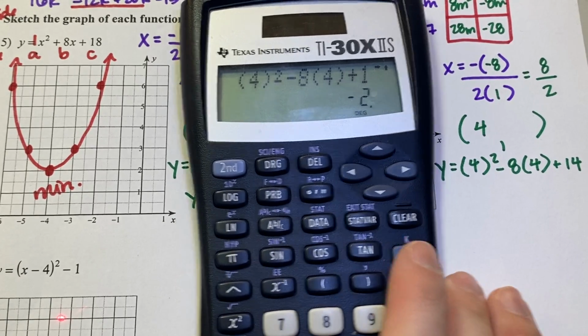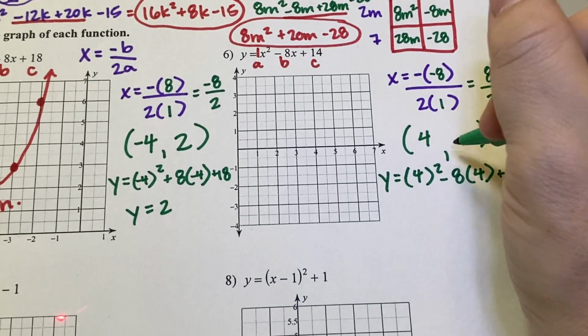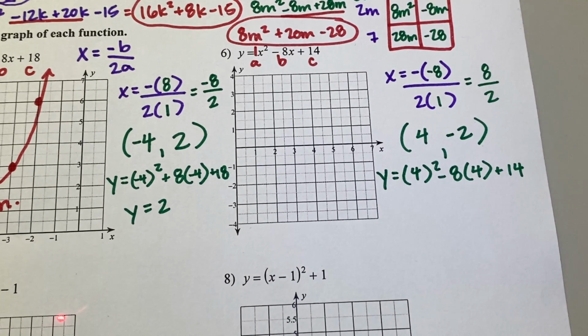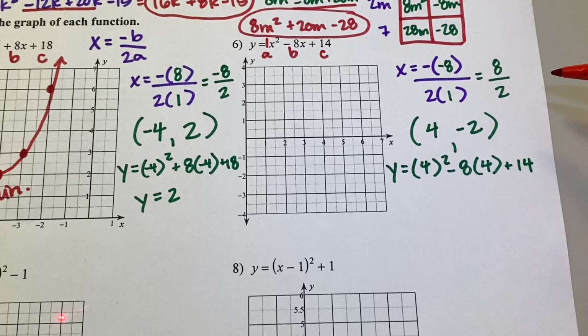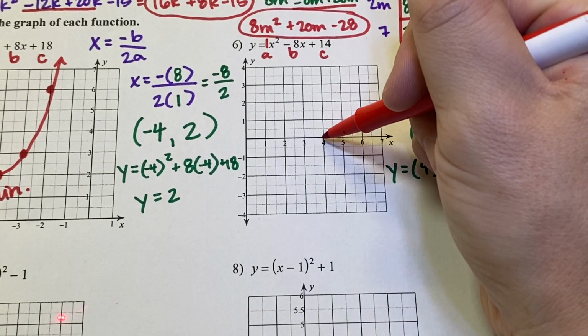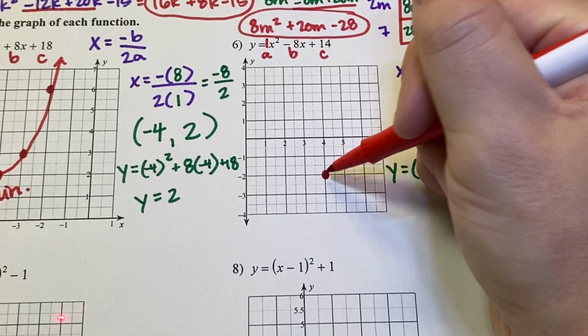Okay, so our y is negative 2. Okay, hard part is done. We solved for the vertex. So let's go ahead and plug it into our graph. I have positive 4 for my x, down to negative 2 for my y.